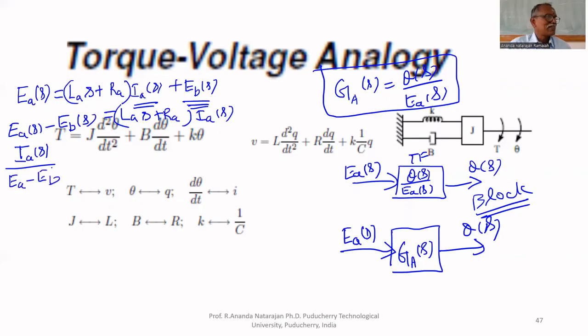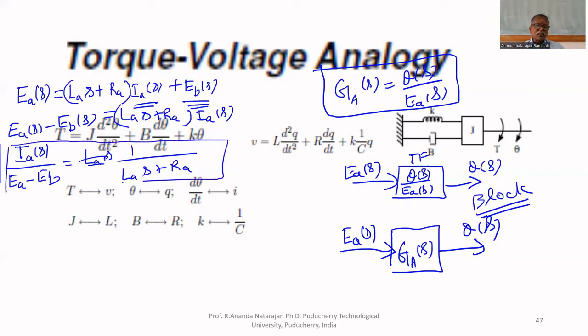I am leaving S, EB equal to 1 upon LA S plus RA. You got one transfer function. In this case, the input is EA minus EB, output is IA, armature current. I got one model, block diagram representation. For this, I can put one block like this. It is called IA upon EA minus EB. The input is EA minus EB, output is IA. So this equation can be represented like this.